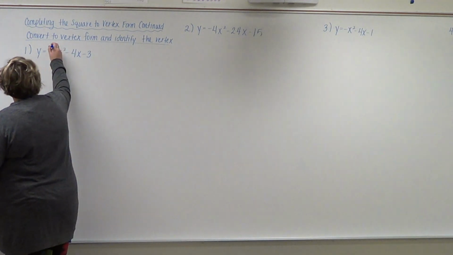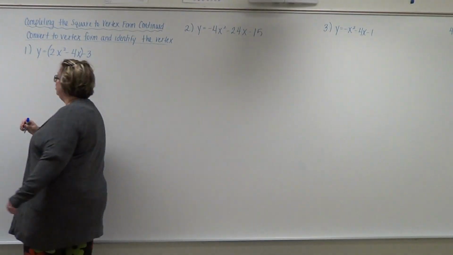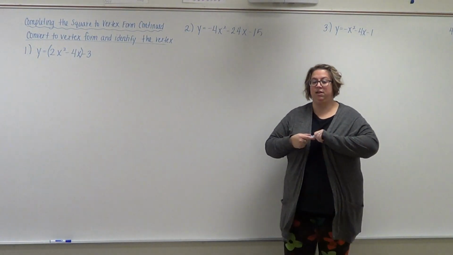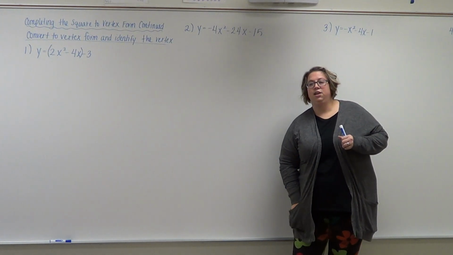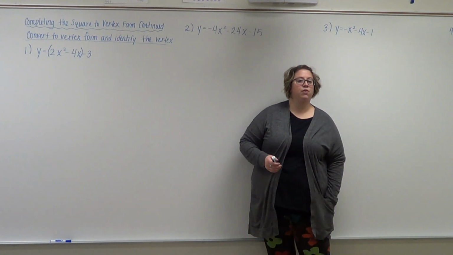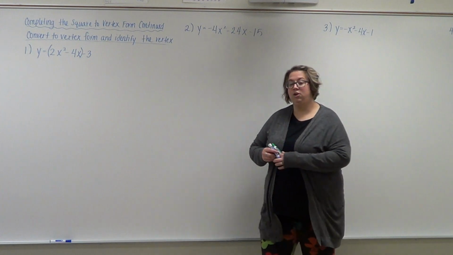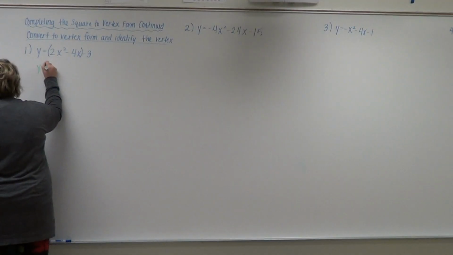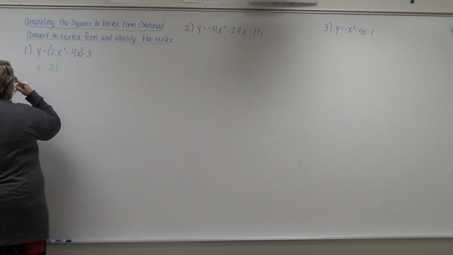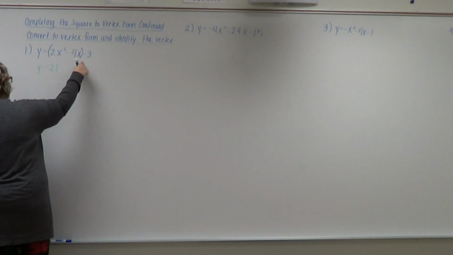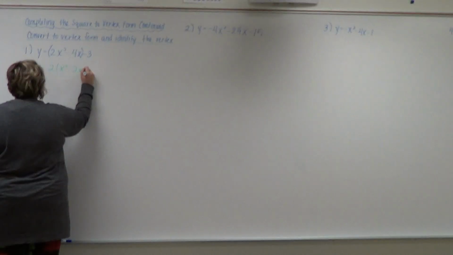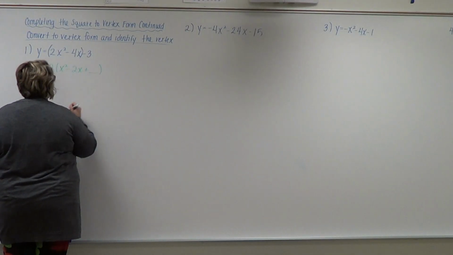We got to group our x squares and our x's together, right? Yeah. Okay? I'm going to start calling on you randomly if you don't participate. Okay, then what do I do? You have to take out the 2. Now I noticed when I was helping some people, when you take out that 2, it comes out of the x squared and the x term. So this would be x squared minus 2x, and then I put in my plus blank.